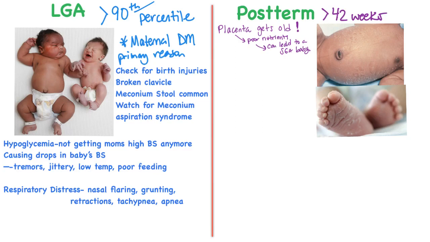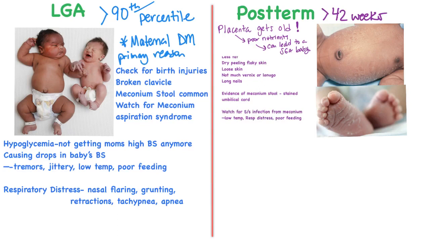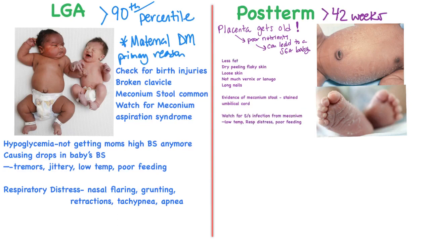These assessment findings for the postterm baby are mainly skin conditions. So they are really alert after birth. They have decreased subcutaneous fat, looser skin, dry and peeling skin, very little to no vernix or lanugo, very long nails. They also may have meconium staining of the umbilical cord, and it's quite common to have meconium stool before delivery for the postterm, post-dates baby. So we will be monitoring for signs and symptoms of meconium aspiration and infection. Low blood sugar is also a risk factor here.